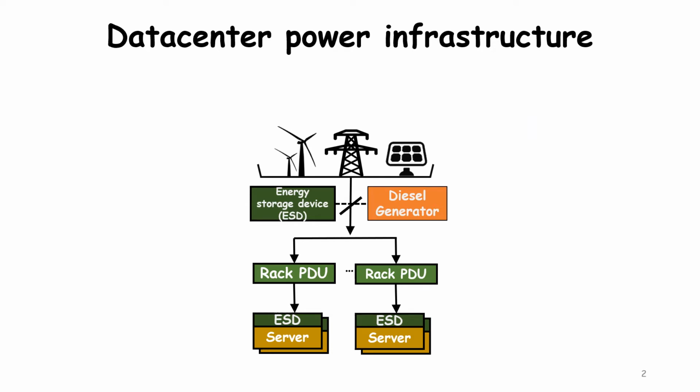This is an illustration of typical power infrastructure in a data center. A data center sources its power from the grid or from on-site supply. It is then distributed to the end servers using a hierarchy of power devices. A data center also requires backup power infrastructure such as energy storage devices and diesel generators to deal with power supply outages.